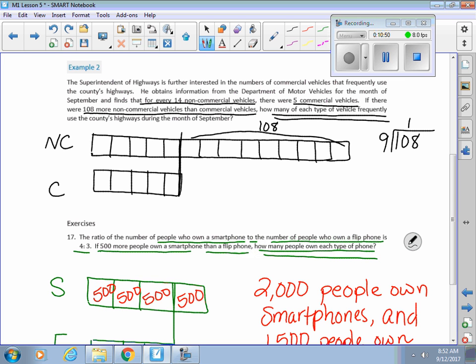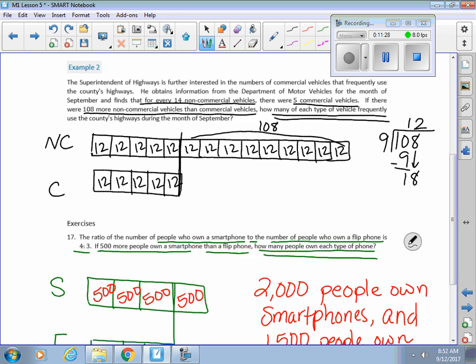9 goes into 10 one time. Subtract. We get 18. 9 goes into 18 twice. Very good. So each unit is worth how much? 12. Yeah. So go ahead. Quickly put 12 in each of the boxes. All right.